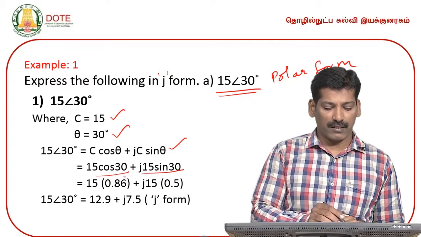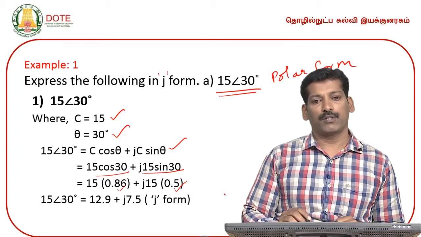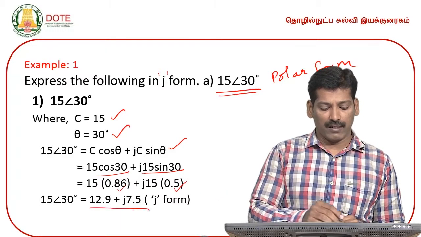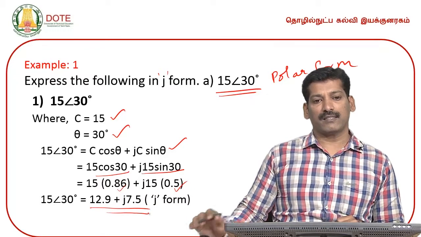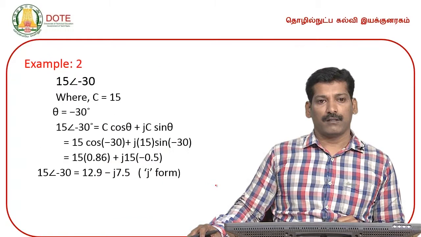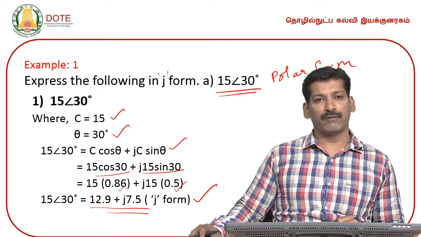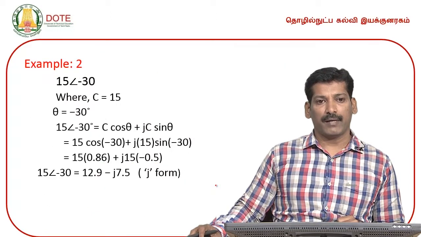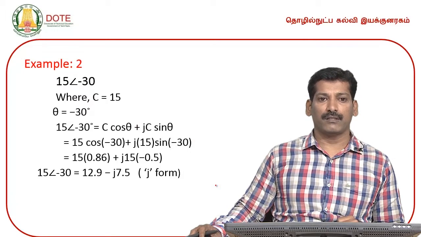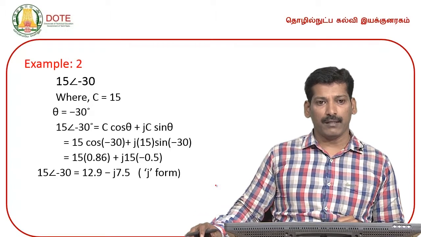We know that cos 30 is equal to 0.86 and sin 30 is equal to 0.5. Upon substituting this, we get the equivalent rectangular value as 12.9 plus j 7.5. Now, this problem is something different from the previous one. In the previous one we had the magnitude as 15 and the angle as 30. Here the magnitude remains the same, whereas the angle is exactly the opposite, that is minus 30. So, it is negative.